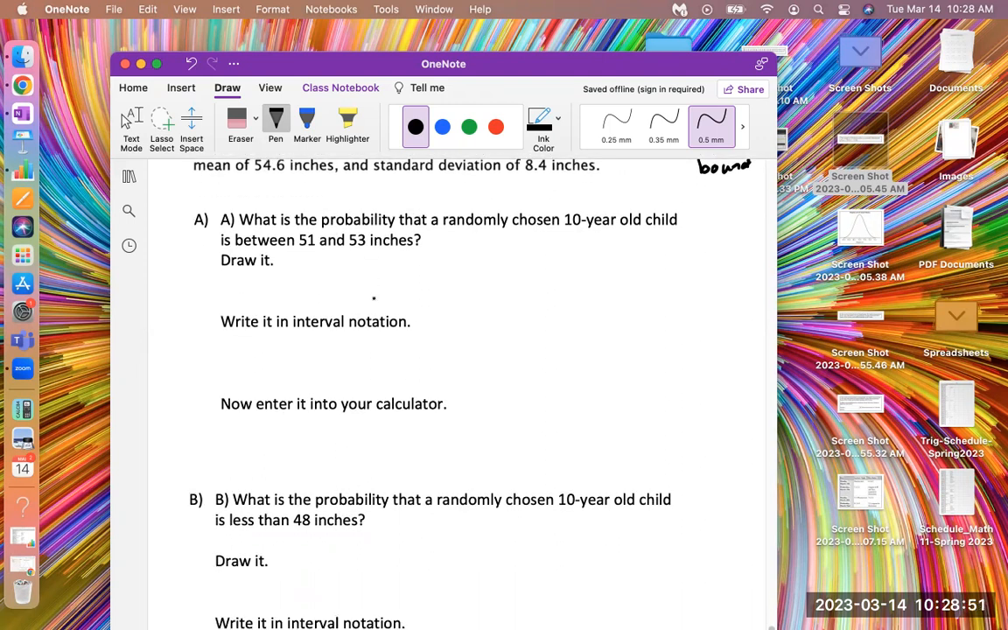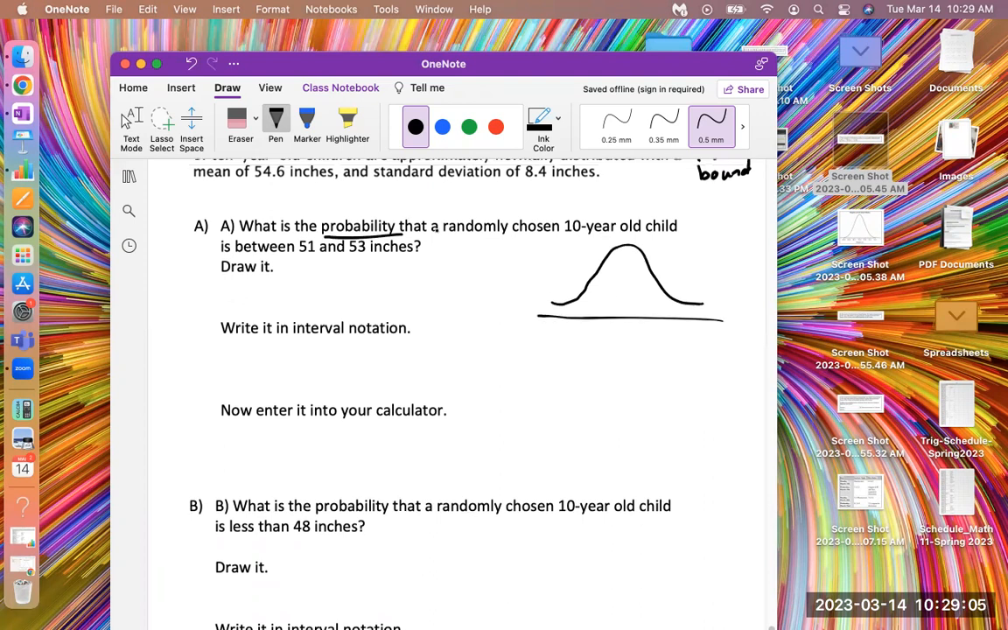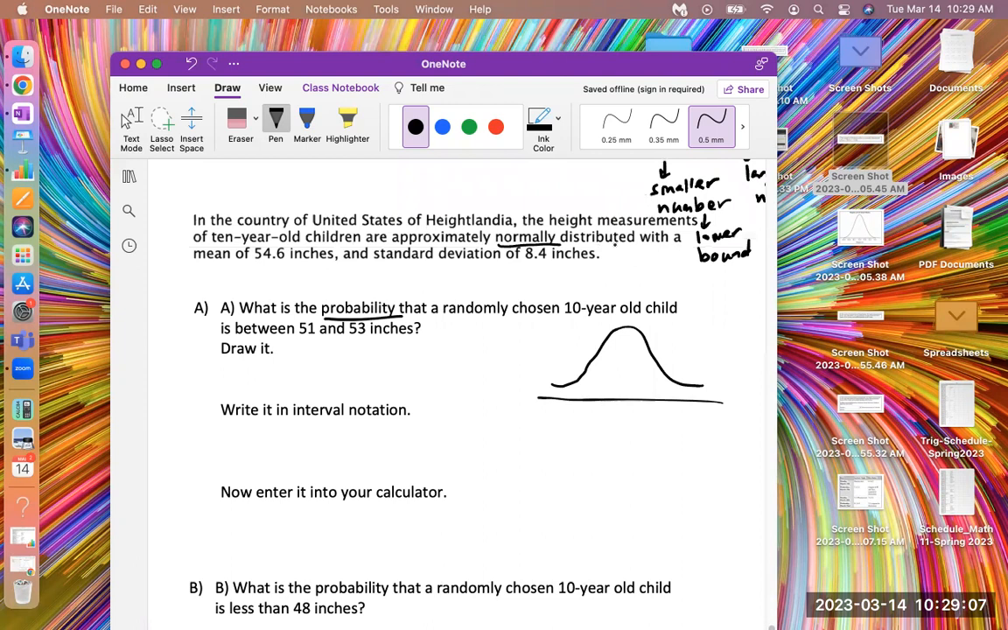So they want us to find the probability. Like I said, to find the probability, we find the area under the curve, and they tell you it's normally distributed, so we can draw the normal curve. And then to find the probability, we're going to have to find the area under the curve between 51 and 53 inches.